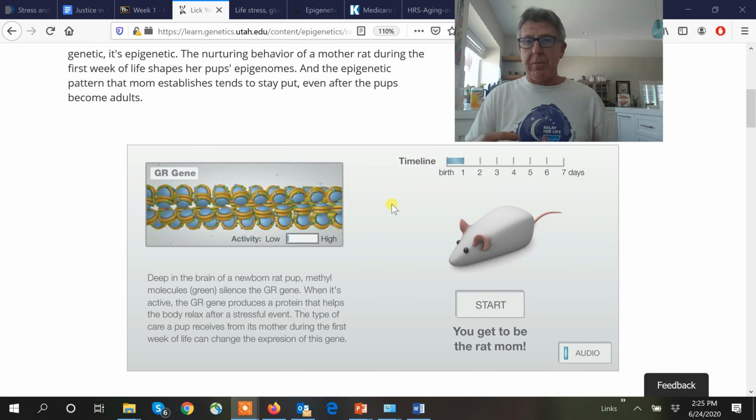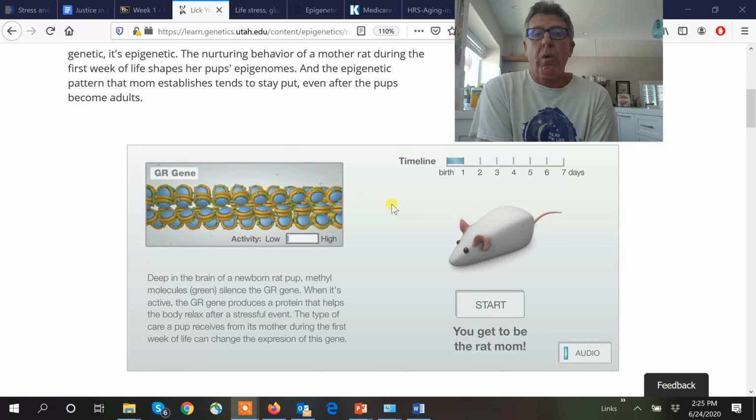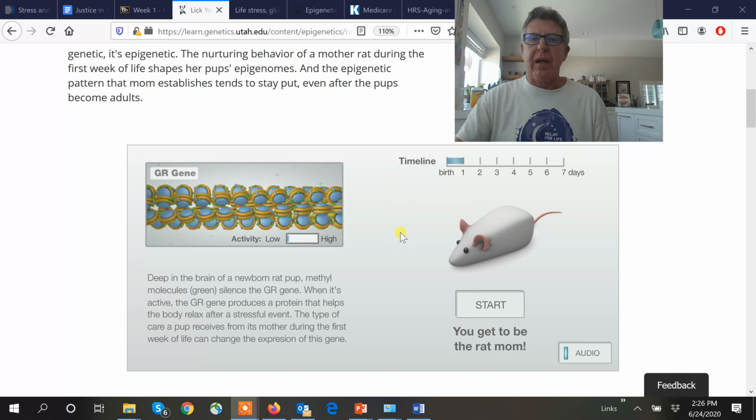All right, what does GR stand for? Glucocorticoid receptor, remember? Sapolsky talked about cortisol. That's just another name for glucocorticoid. It goes up to the brain, and it turns off the response to stress. And Julie talked about that in her discussion through activating this GR receptor. So we want that GR gene to be active. Let's see what's going to happen here.